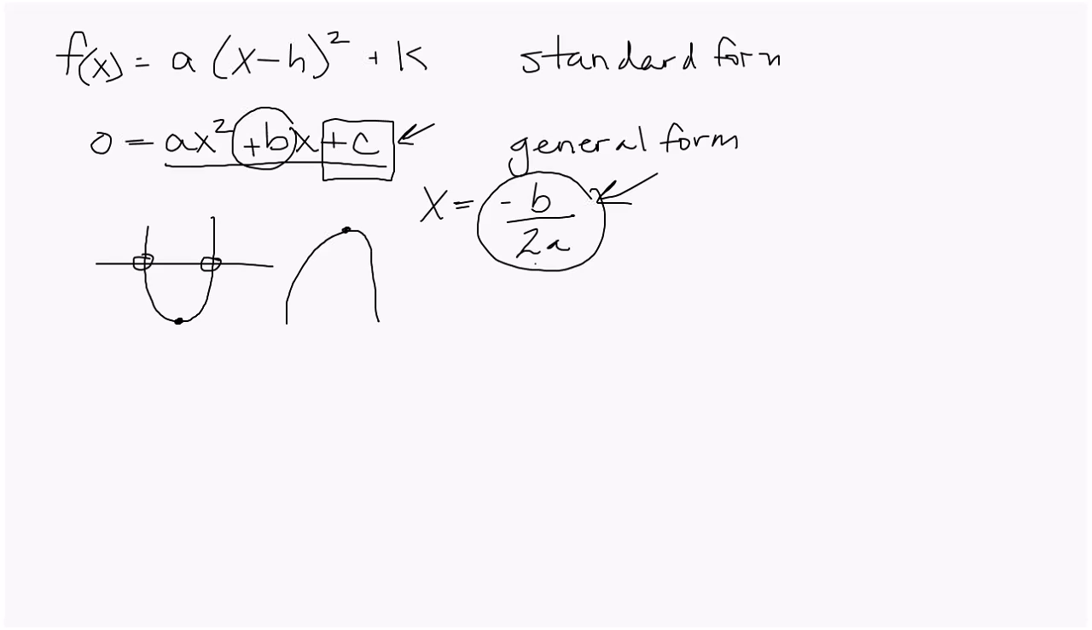The standard form gives you the x-intercept right away, and that's really the power of the standard form. And the vertex, it not only gives you the x value of the vertex, but it also gives you the y value. The vertex is going to be h and k, and that's going to be your ordered pair. So h is going to be your x value, and k is going to be the y value of your vertex.